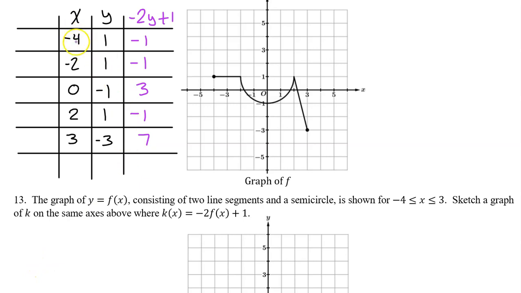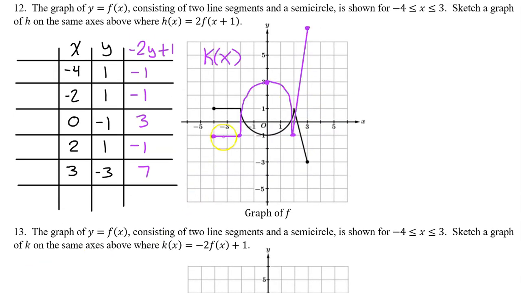So I am plotting my original x values and my new y values. So we have -4, -1, -2, -1, 0, 3, 2, -1, and 3, 7. Alright, this is going to be off the graph. So k of x will look something like this.